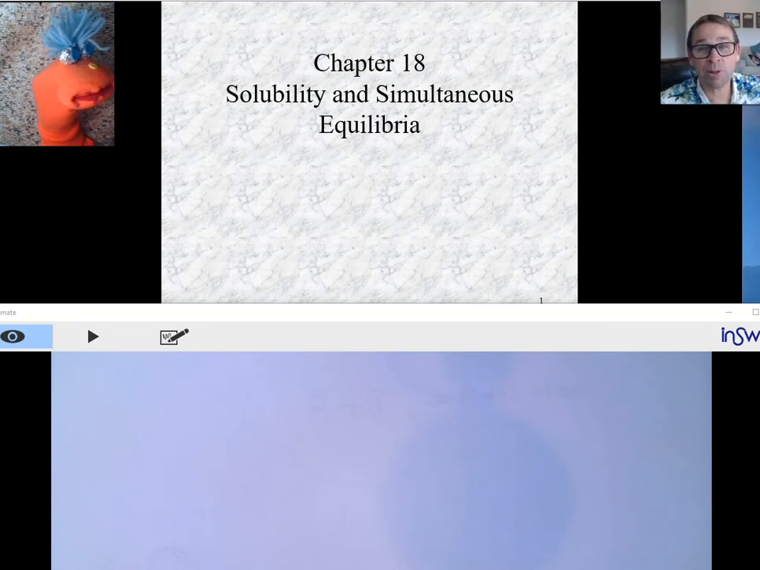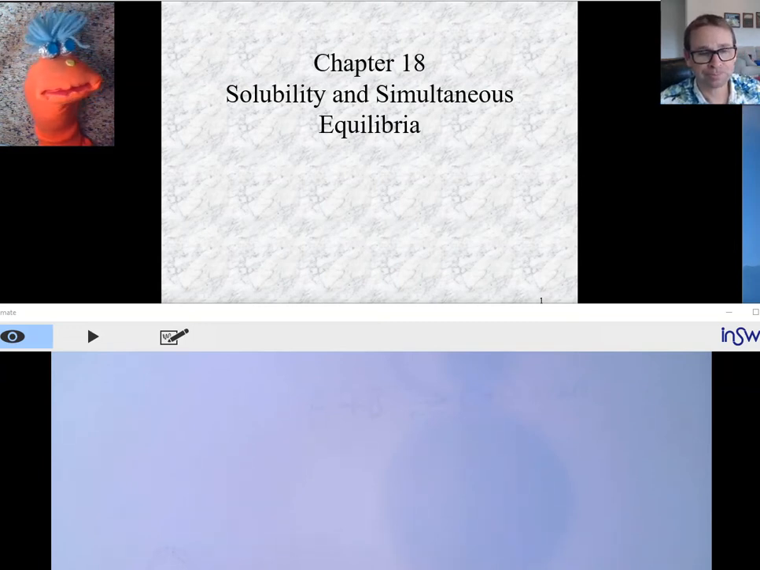All right, so chapter 18 is a nice, easy, short chapter that talks about equilibrium associated with solubility. Now, you remember solubility, right? I have the solubility rules. We have rules associated with the solubility of ionic compounds, and those rules tell us whether a compound is soluble or insoluble.